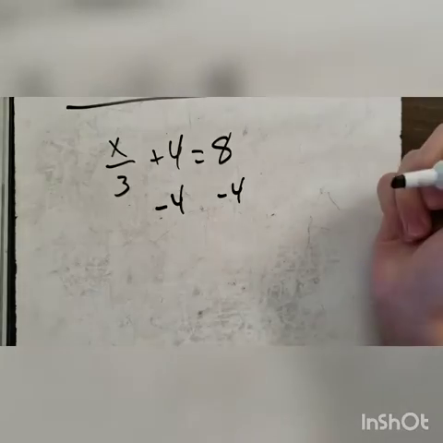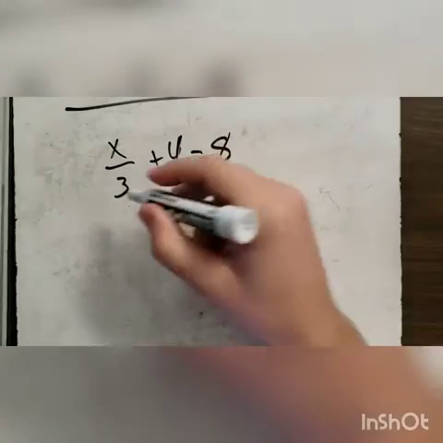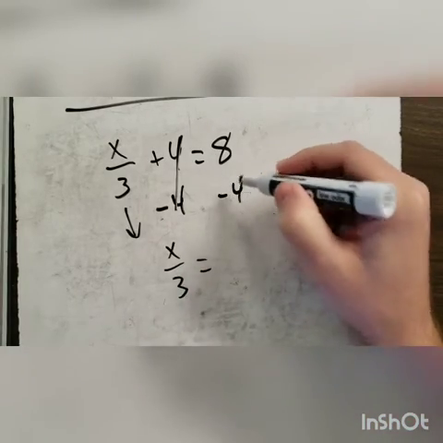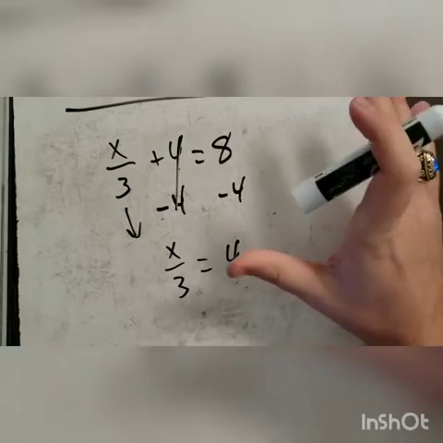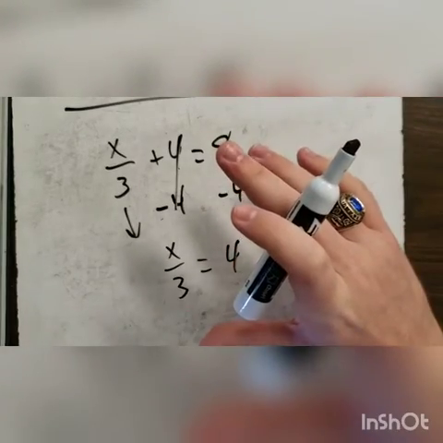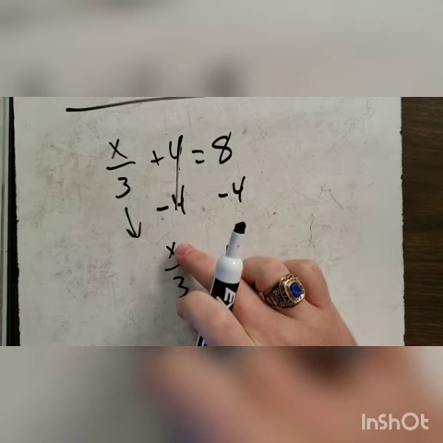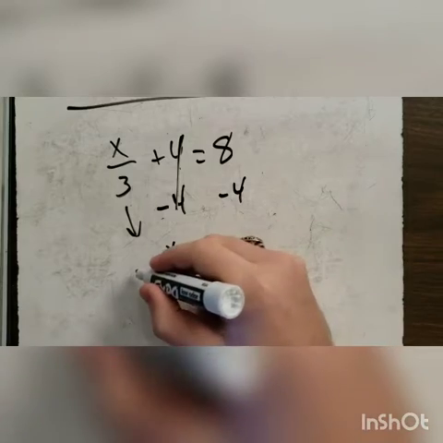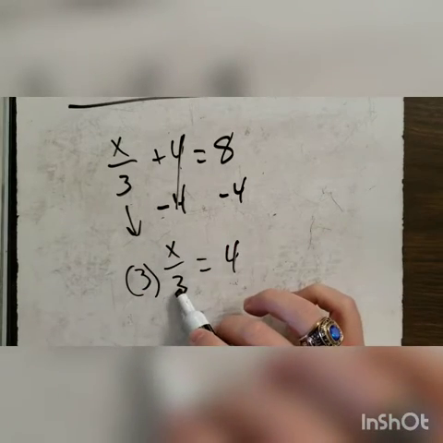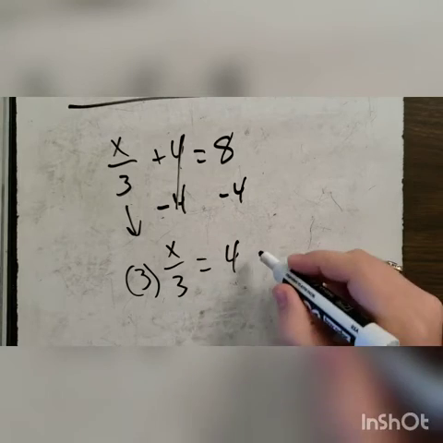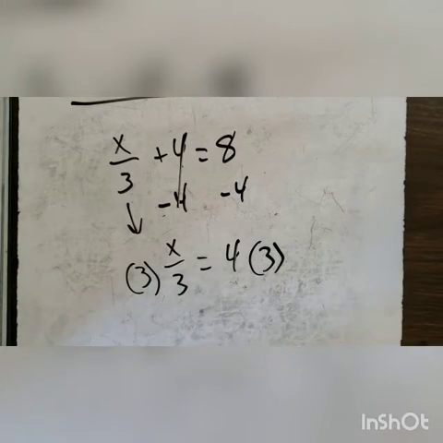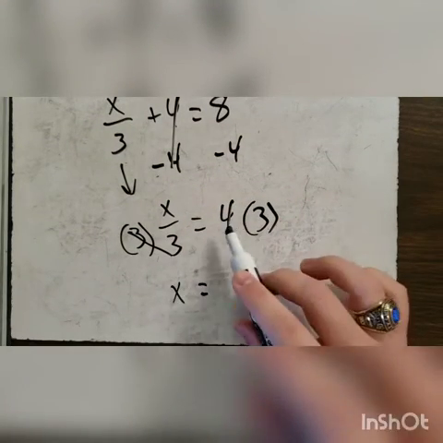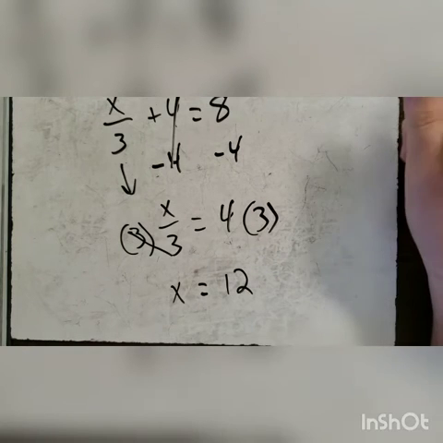Minus 4 there, minus 4 there. Our 4s cancel out. Bring down the x over 3, the whole thing. Do the math. 8 minus 4 equals 4. Now at this point, remember, we did this in our last video with the one-step equations. To get rid of this division here, x divided by 3 equals 4, we have to do the opposite of division and multiply. Multiply both sides by the number under our x, which is 3. When you do that, our 3s cancel out, and we're left with x by itself equals 4 times 3, and that is 12.